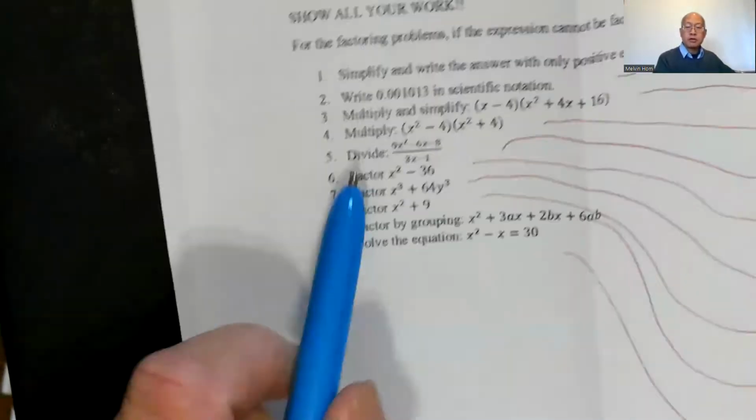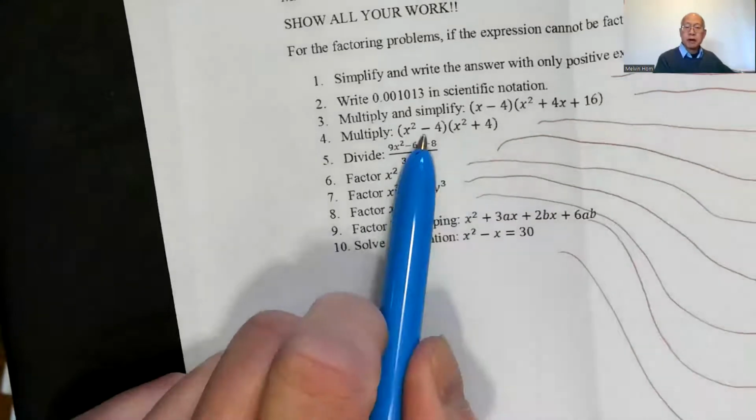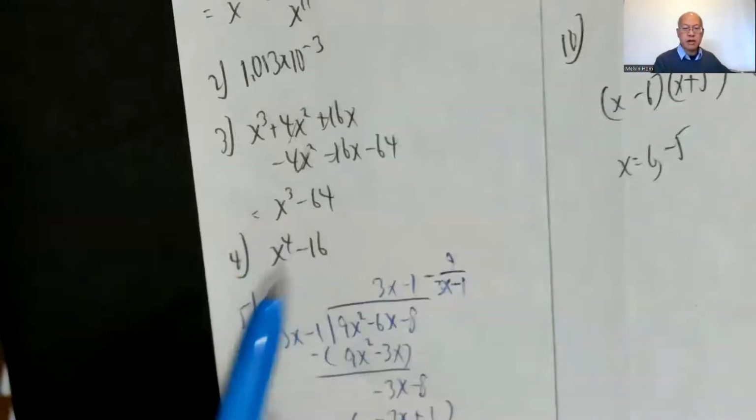Number 4, all you have to do is square this, x to the 4th minus the 16, and you're done. X to the 4th minus 16.